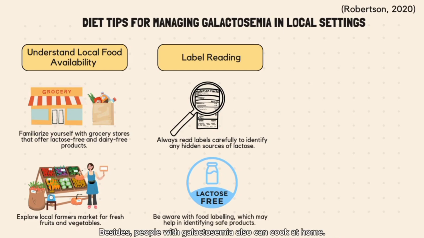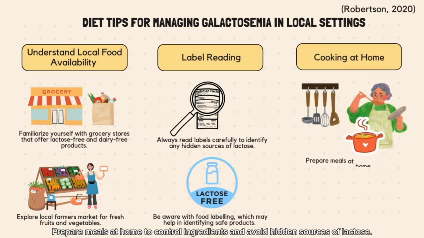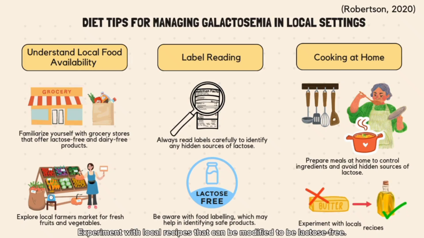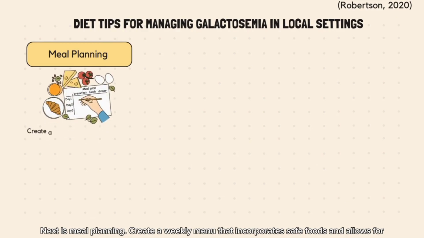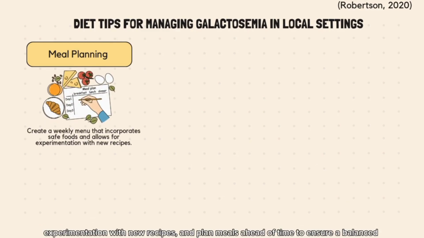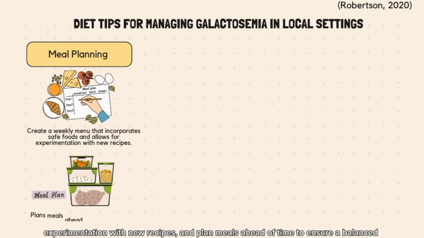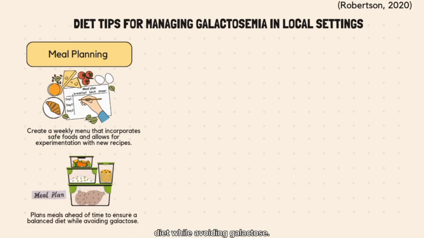Besides, people with galactosemia can also cook at home. Prepare meals at home to control ingredients and avoid hidden sources of lactose. Experiment with local recipes that can be modified to be lactose-free. Next is meal planning. Create a weekly menu that incorporates safe food and allows for experimentation with new recipes. And plan meals ahead of time to ensure a balanced diet while avoiding galactose.